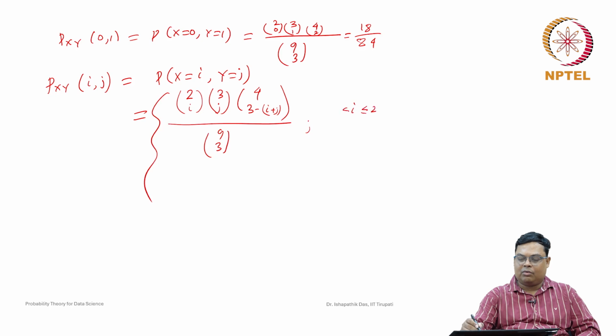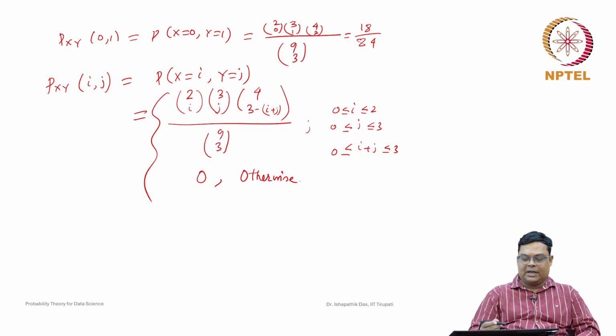This equation works whenever i is less than or equal to 2 and greater than or equal to 0, and j is less than or equal to 3 and greater than or equal to 0. Not only that, i plus j should be less than or equal to 3. i plus j can be 0 also, because i equal to 0, j equal to 0 is a possibility. Only in these cases is the probability this; for any other cases it is 0.